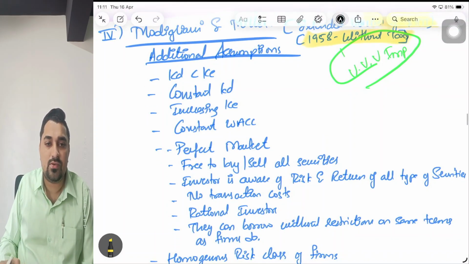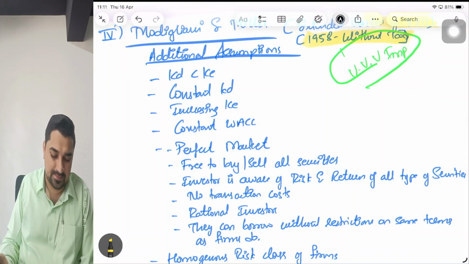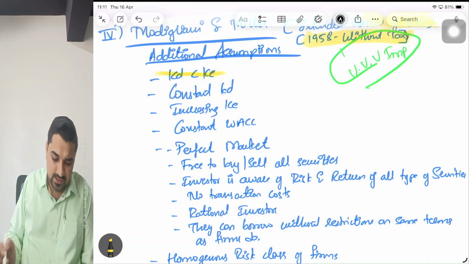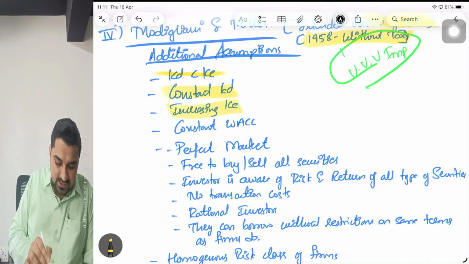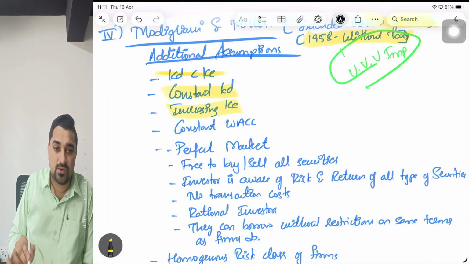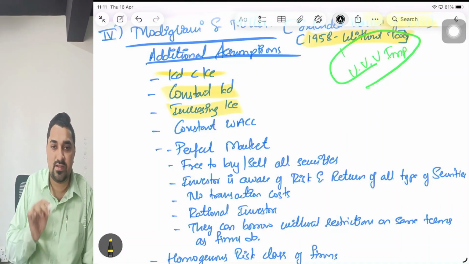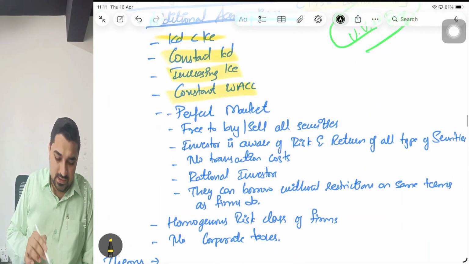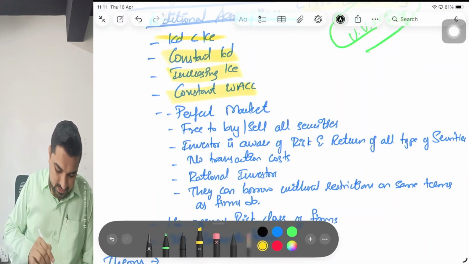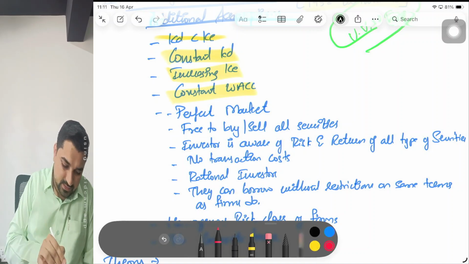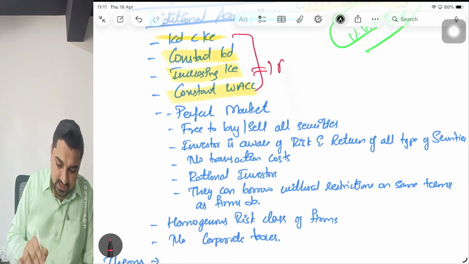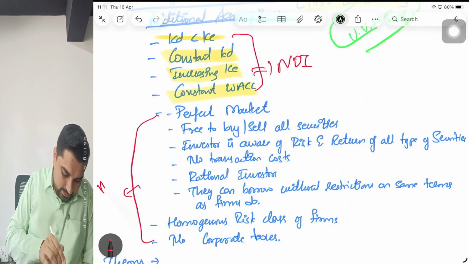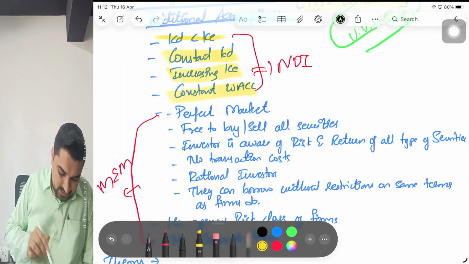Apart from the general assumption, what are the additional assumptions made by M&M? First is KD is less than KE. Fair enough, everybody is making this assumption. He's also making it. Constant KD, increasing KE. Again, this is the extended version of NOI, so the same assumptions of NOI are repeated. Constant WACC. Till here, these are nothing but NOI assumptions. And from here till here, these are pure M&M assumptions. What are these assumptions then?